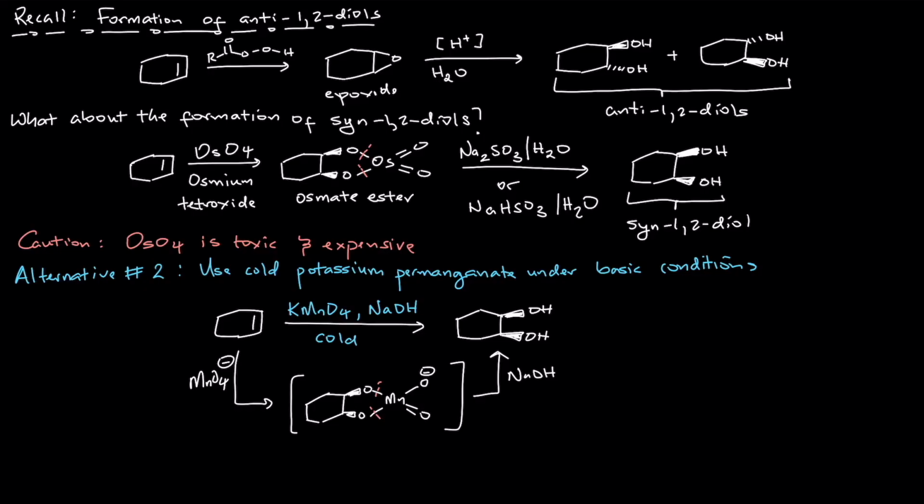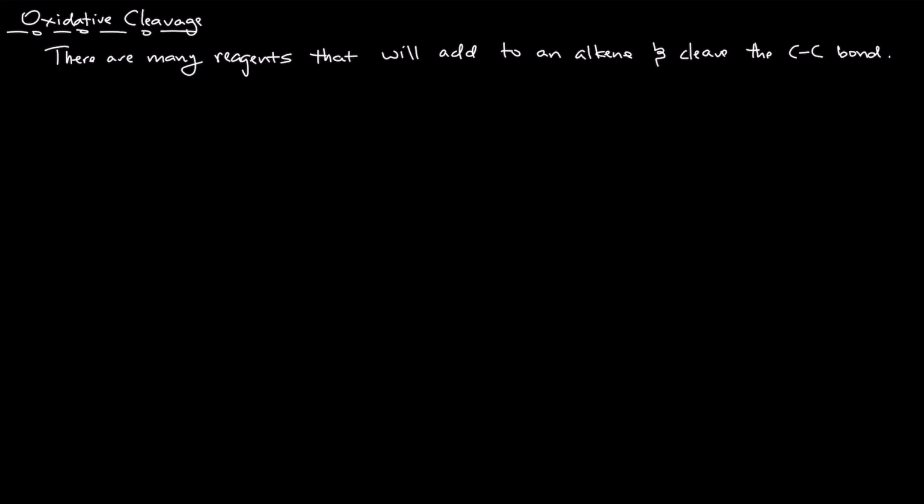Okay, so that's basically about four different ways to form the exact same product. Either one of them would work in your synthesis. Okay, so lastly in this video, we're going to talk about this idea of oxidative cleavage. And in fact, there are actually many reagents that would add to an alkene and cleave the CC bond, but we're only going to focus on one, which is ozone.